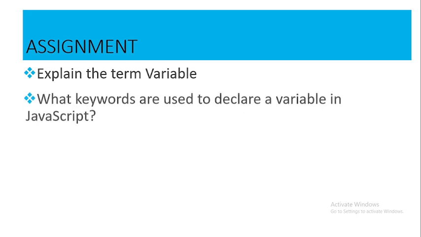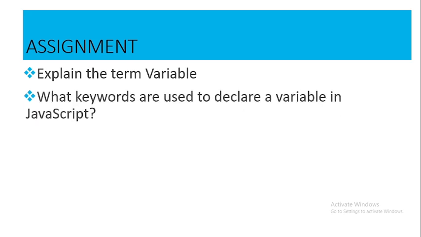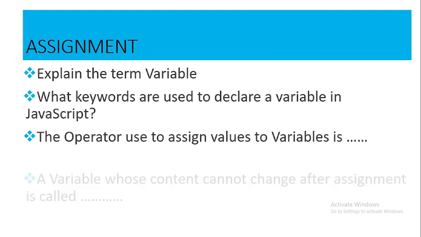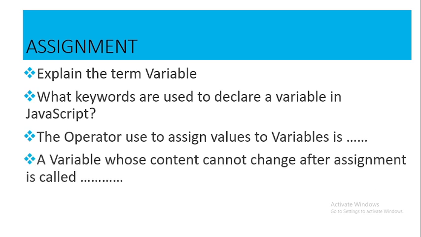Let's look at this assignment. Explain the term variable. What keywords are used to declare a variable in JavaScript? The operator used to assign values to variable is blank, and then a variable whose content cannot change after assignment is called blank.